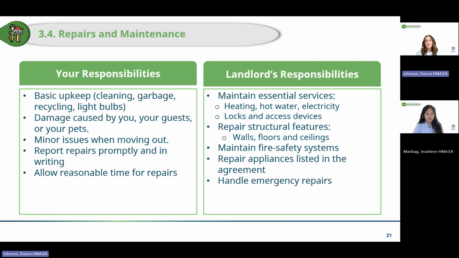Now that we've talked about access, let's look at who's responsible for what when it comes to repairs and maintenance. As a renter, your responsibilities are mostly about basic care. That includes keeping the place reasonably clean, taking care of garbage and recycling, replacing things like light bulbs, and fixing any damage caused by you, your guests, or your pets. You also need to report repair issues as soon as you notice them, and it's best to do that in writing. Once you've reported a problem, your landlord's entitled to a reasonable amount of time to fix it.